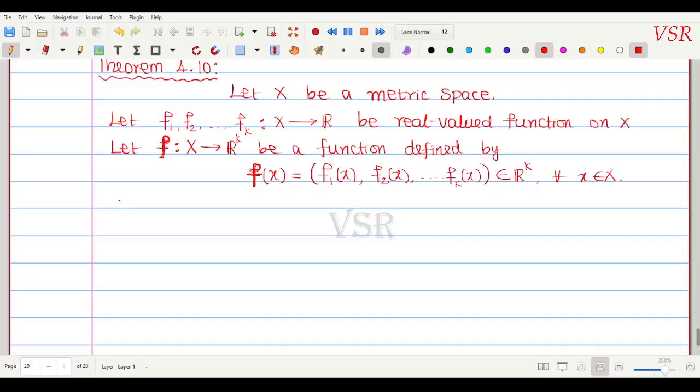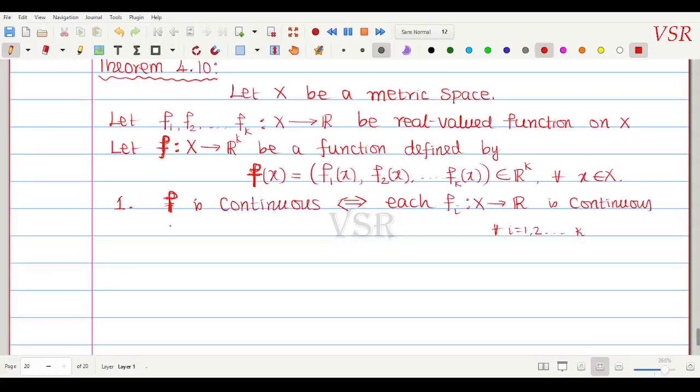Number one, first statement: this capital F is continuous if and only if each function fi from X to R is continuous, each fi is a continuous function, for every i equal to 1 to k. Okay, for F to be continuous, each coordinate function must be continuous. So this is my first statement.